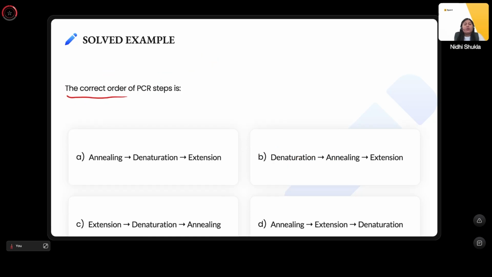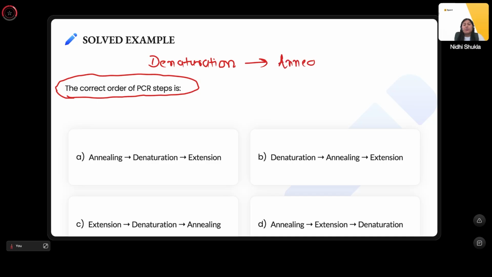Now, the correct order of PCR steps. This is a very important question. As you know, in this year's NEET paper also this question was asked. In PCR, the first step is always denaturation. Denaturation is followed by annealing, where you apply your primers, and then annealing is followed by extension.